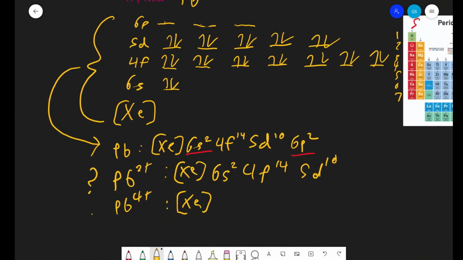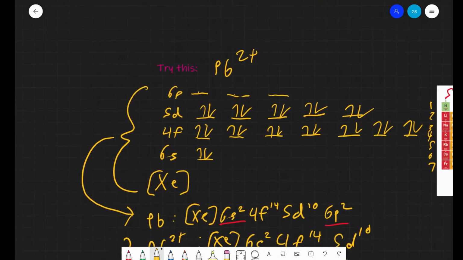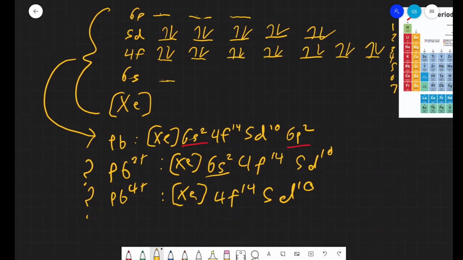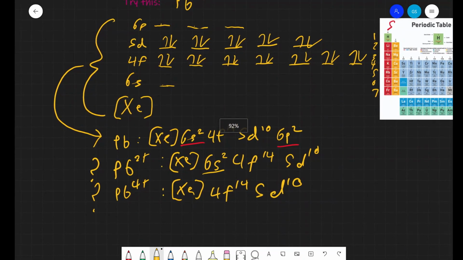Now what about lead 4+? Well, if you were able to figure out lead 2+, then you can probably easily figure out 4+. You're just going to take it away from 6s2, because 6 is farther out than 4 and 5, farther out than the 4f and the 5d orbitals. So you take it away from this, and you end up with 4f14, 5d10. So in lead 4+, these 2 go bye-bye. And that's your electron configuration for this multivalent example.